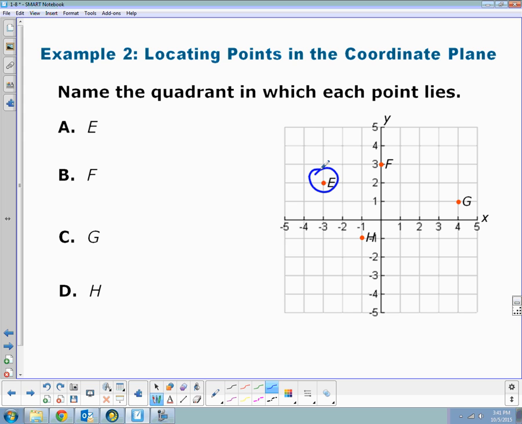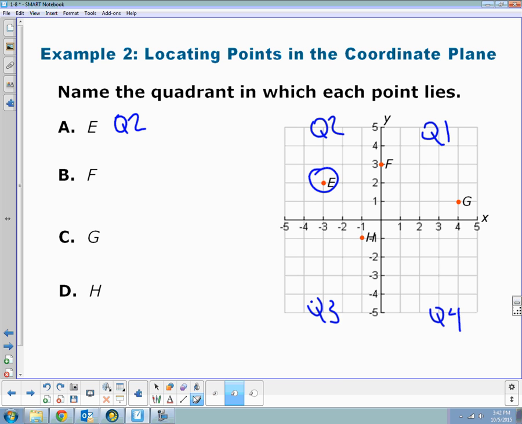E, which quadrant is it in? Well, here's quadrant 1, here's quadrant 2, quadrant 3, quadrant 4. So E is in quadrant 2, so I'm going to put E is in Q2, quadrant 2. Do I use Roman numerals? Go for it. And then I'm also going to identify it as an ordered pair. E is at the point negative 3, 2. It's on the intersection of negative 3 and 2.